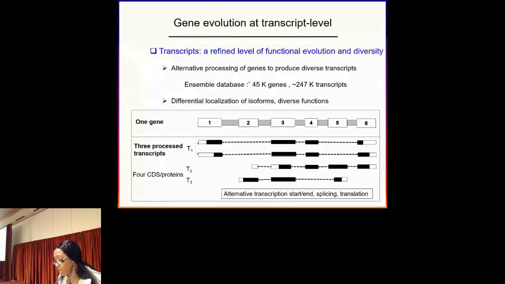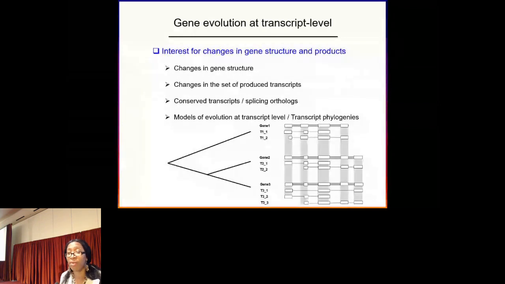So here the illustration is one gene with six exons, and this gene allows to produce three processed transcripts, T1, T2, and T3. And these processed transcripts will allow, for instance, to produce four coding DNA sequences and four proteins by alternative transcription start and end, alternative splicing, and also alternative translation. So in gene evolution at transcript level, then, we are interested in changes in the gene structure and changes in the products of the gene.